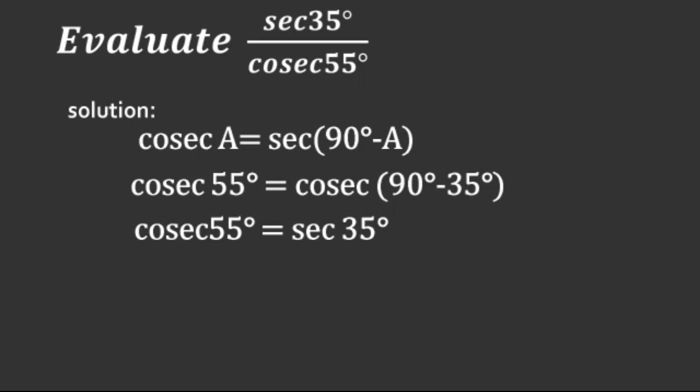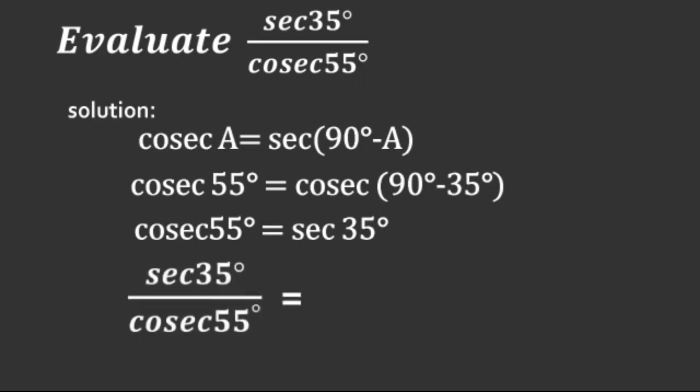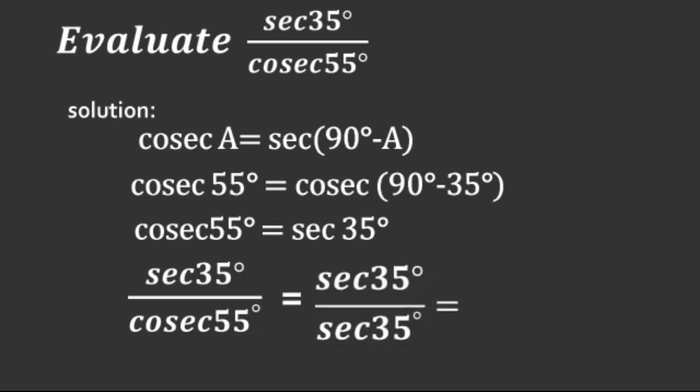So secant 35 degrees by cosecant 55 degrees equal to, from trigonometric ratios of complementary angles, cosecant 55 degrees equal to secant 35 degrees. So we can write cosecant 55 equal to secant 35. So secant 35 by secant 35, that's equal to 1.